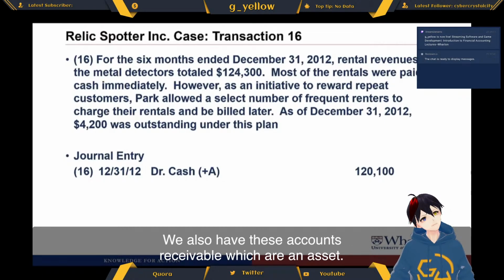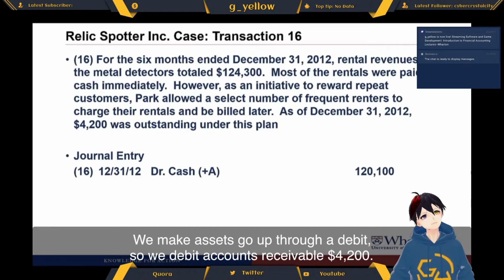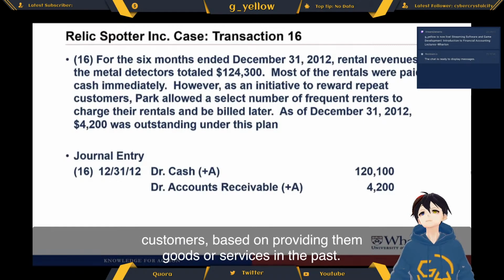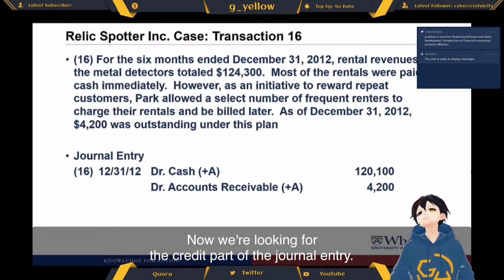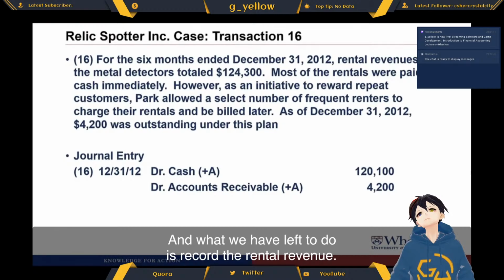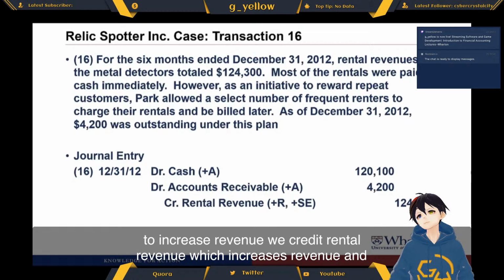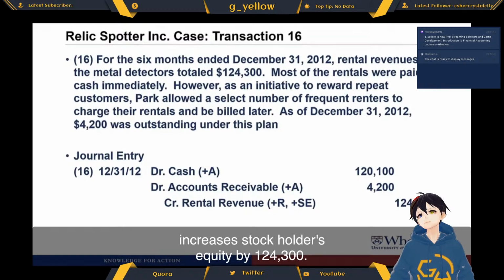We also have these accounts receivable, which are an asset. We make assets go up through a debit, so we debit accounts receivable $4,200. Remember, we always use the term accounts receivable for money owed to us by customers based on providing them goods or services in the past. Now we're looking for the credit part of the journal entry, and what we have left to do is record the rental revenue. Revenue accounts are credit balance accounts, so to increase revenue, we credit rental revenue, which increases revenue and increases stockholders' equity by $124,300.